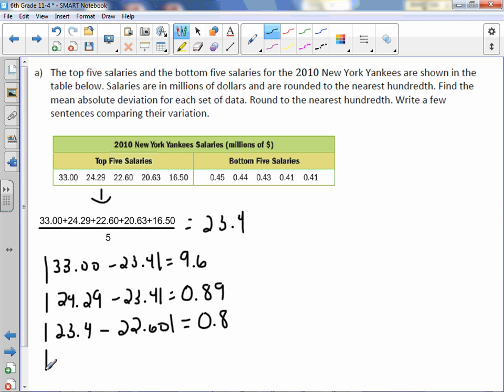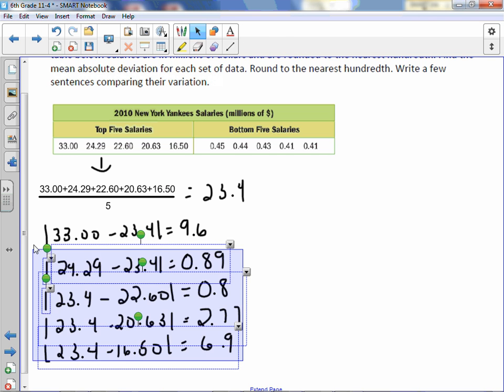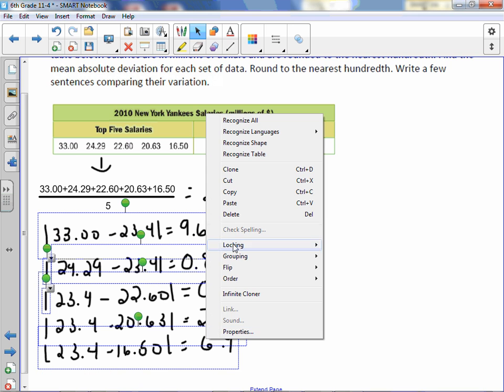Next is 20.63, so 23.4 minus 20.63, absolute value is 2.77. And lastly, 16.50. So 23.4 minus 16.50, absolute value is 6.9. Let's make this a little smaller to give ourselves more room.